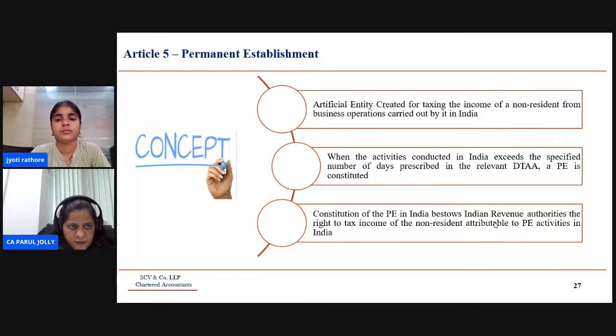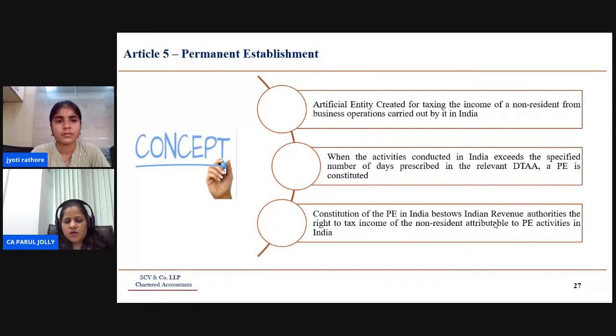So after Article 4, we'll come to Article 5. I'll just touch upon the basics of the concept of PE because this in itself is a topic which can be discussed and debated over a series of seminars. So I would take a part of it, a basic understanding of permanent establishment. Permanent establishment, PE, is considered as an artificial entity which is created for taxing the income of a non-resident from business operations carried out by it in India.